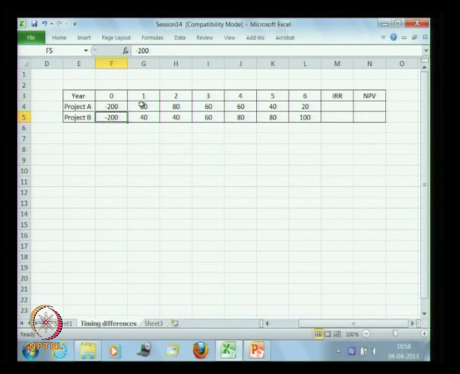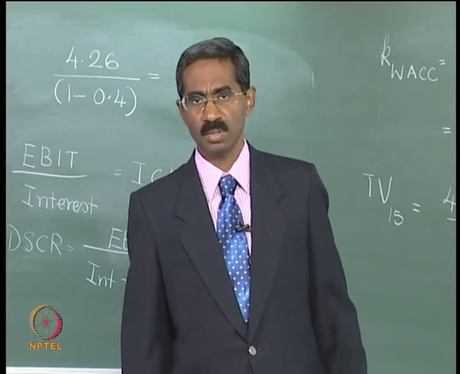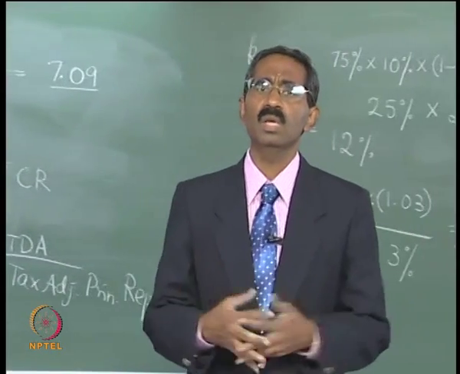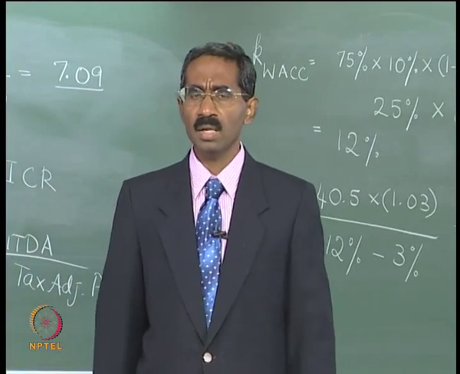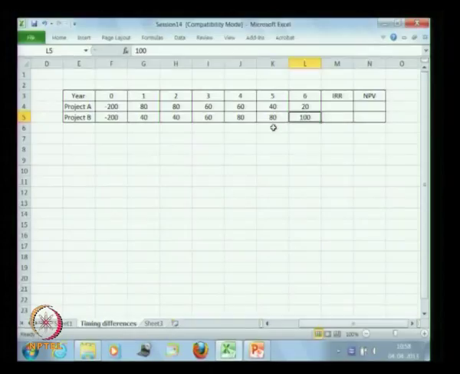But if you look at the year-wise cash flows, you actually find in project A the majority of the cash flows are occurring in the initial years of the project, whereas in project B the majority of the cash flows are occurring in the later years of the project. So, there is a timing difference, in terms of when the majority of the cash flows occur. Let us now calculate the IRR and net present value for both these projects.